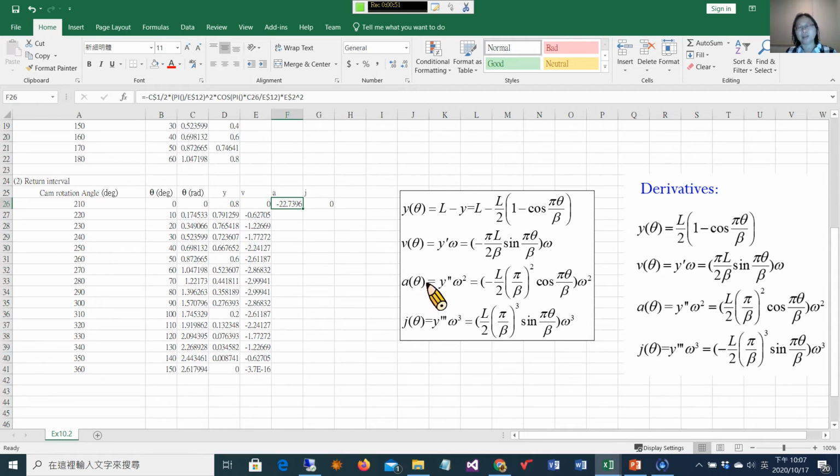Let me see the formula. The acceleration is equal to the second derivative times omega square. So I see L over 2, and pi over beta square, pi over beta square, and cosine pi theta over beta. Finally, omega square is correct. Let me check.